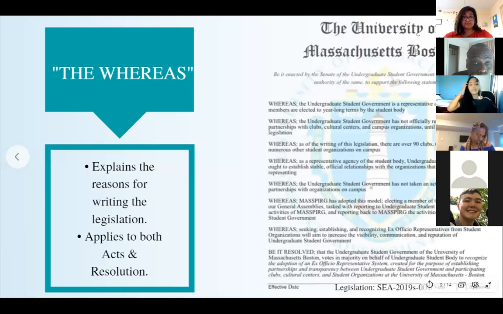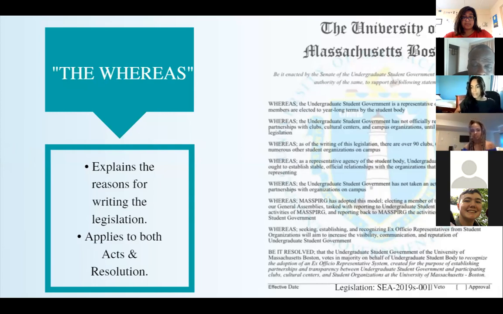So the whereas are the reasons for writing that legislation. So here in this section of a legislation, you will just list all of the reasons that call for a legislation to be written. And this applies to both acts and legislation.